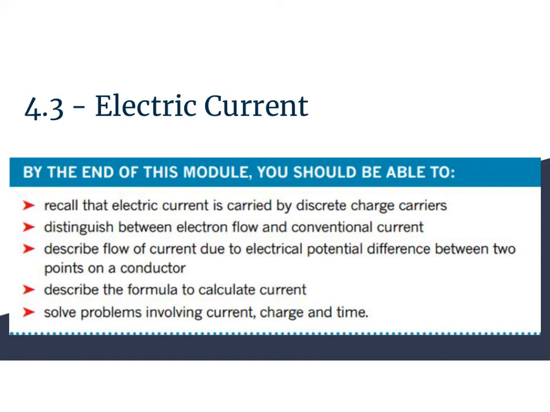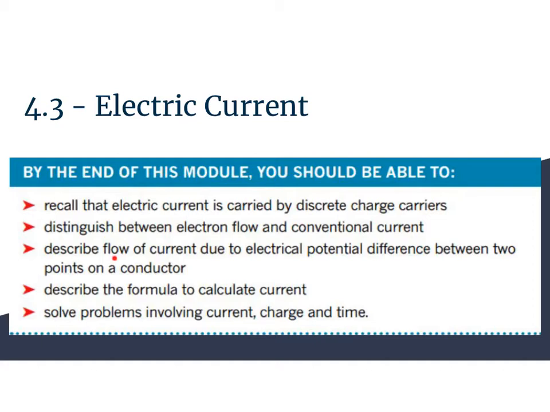We're going to focus on the following points today. Recall that electric current is carried by discrete charge carriers. So we want to know the difference between electron flow and conventional current. We actually even know what current is. It's just the flow of charge, or the movement of charged particles.